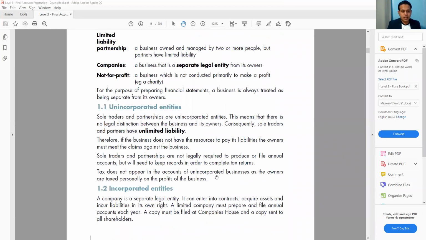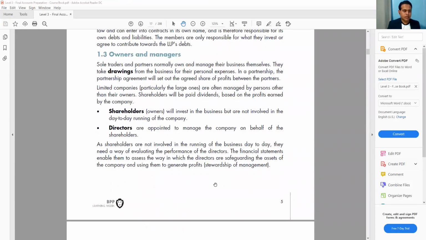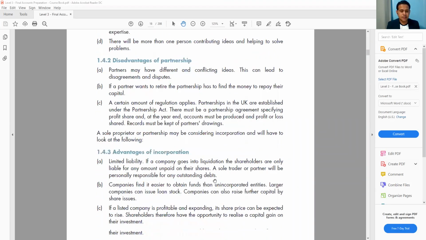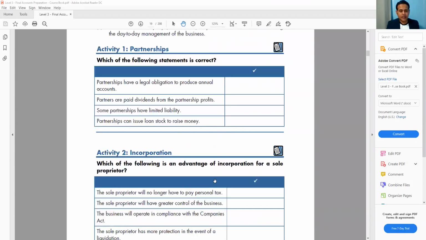All right, so let's talk a little bit about what we have here. So we have advantages and the disadvantages of different companies. You can read this yourself. It's not a very tricky thing. So let's talk a little bit about some of the activities we have here. Let's see if we can solve it. Say which of the following statements is correct.